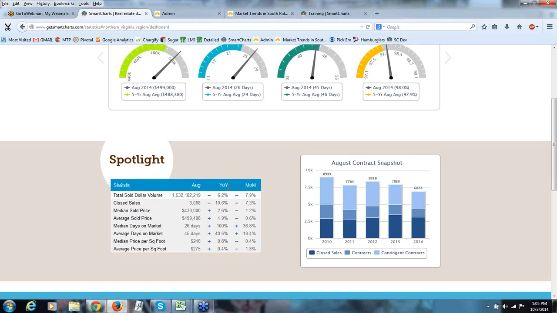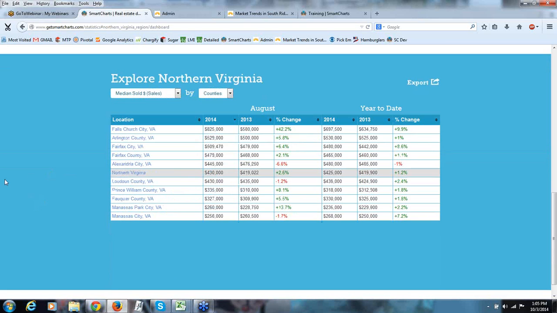You're going to always want to compare this month versus the same month last year, not so much MOM, which is month over month, where you're comparing, say, August to July, due to the seasonality, which I'll also cover a bit more when we get into the charts. The Explore section is brand new.